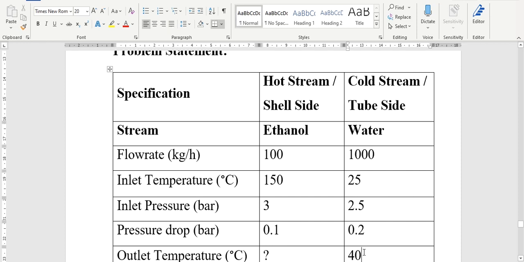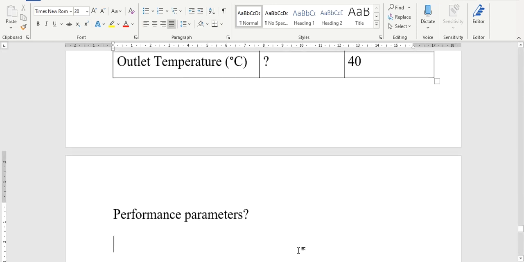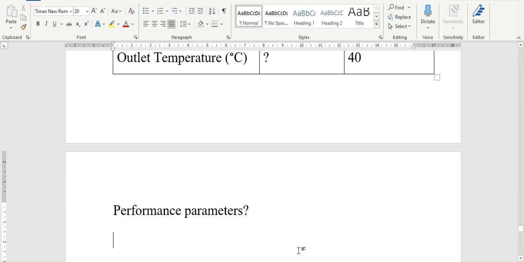We have been given the outlet temperature of the cold stream, that is 40 degrees centigrade, because when this cooling water returns to the cooling tower, the limit usually applied to the inlet water temperature to the cooling tower is 40 degrees centigrade. So we have assigned the value of 40 degrees centigrade, and now our task is to calculate the outlet temperature of the hot stream, which is at the shell side, and the performance parameters, meaning the duty, LMTD, and so on.